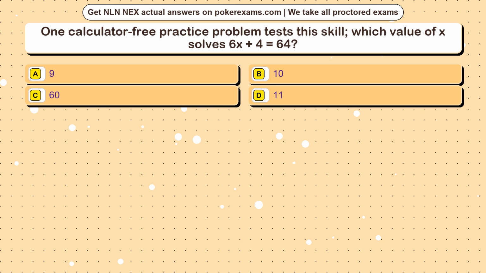Which value of x solves 6x plus 4 equals 64? Option A, 9. Option B, 10. Option C, 60. Option D, 11.